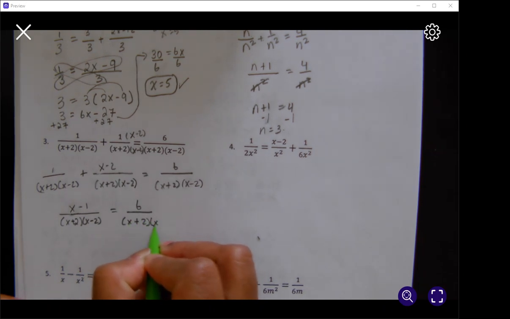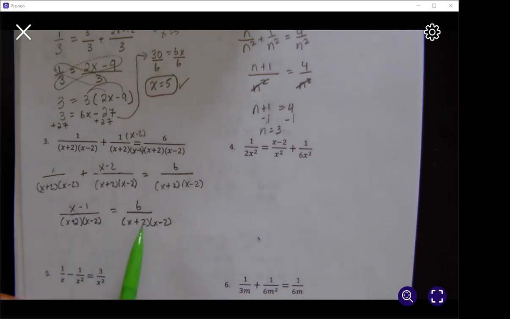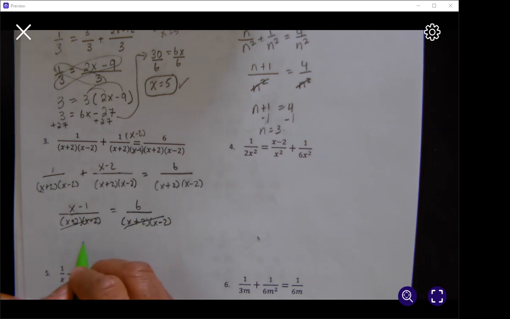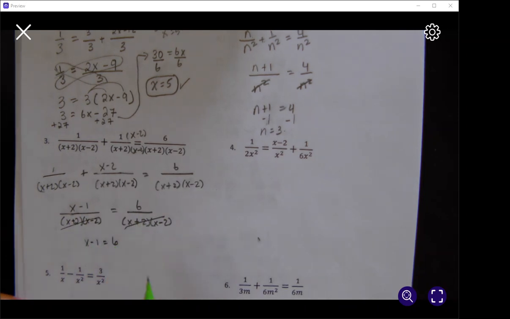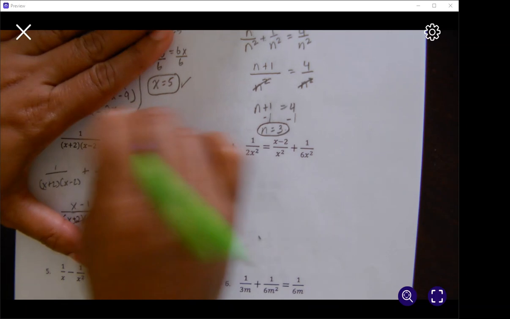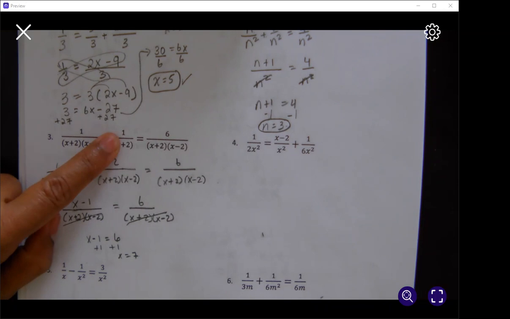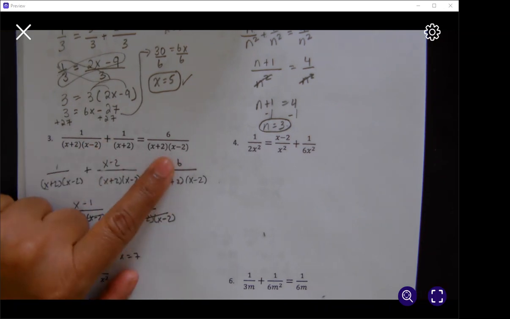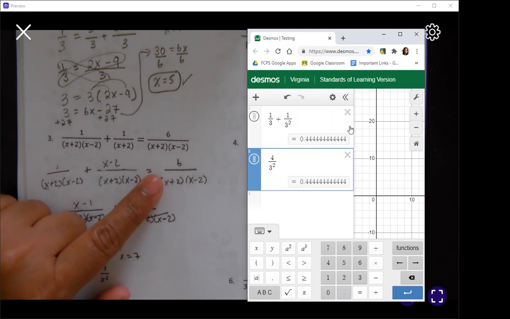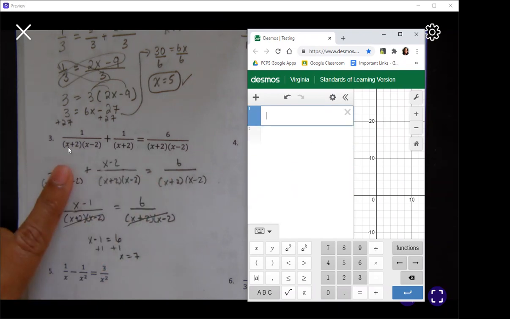Okay, so now let's check if we have the same thing in the denominator. Yes, so which means that I can cross those out and set equal to the numerator, x minus 1 equals 6. And now I can keep solving. So x equals 7. Okay, before I can say this is correct, I need to plug it back in and see if this actually even matches. Okay, the left side doesn't equal the right side. So let me go ahead and put it in Desmos. I'm going to plug in the 7 for my x's to check.